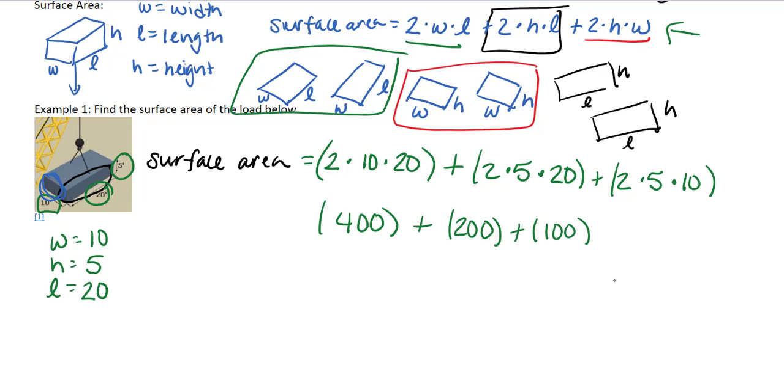Now all we have to do is addition. We add up 400 plus 200 plus 100. What does that equal? Well, 400 plus 200 is 600, plus another 100 is 700.